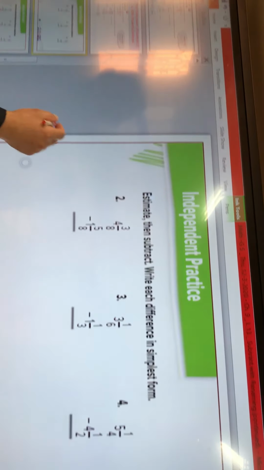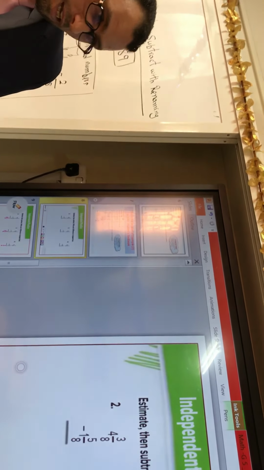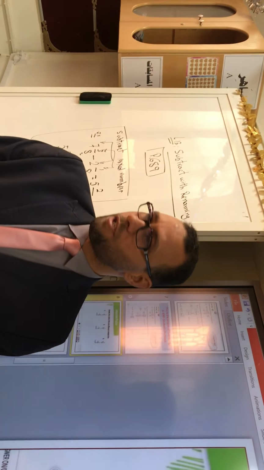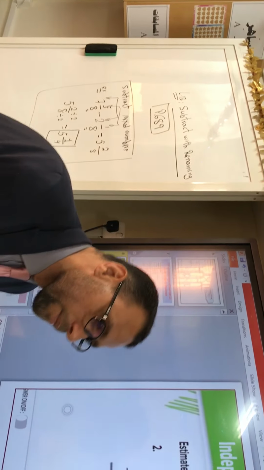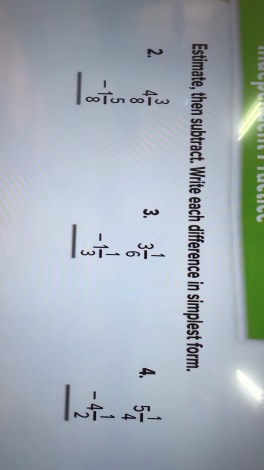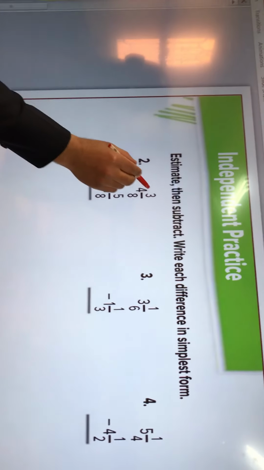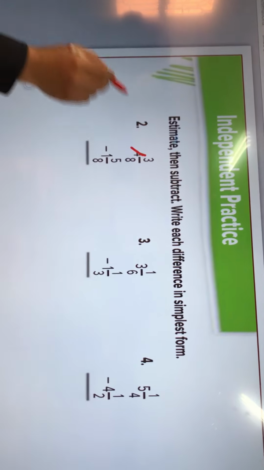4 minus 1 is 3. What about 3 minus 5 in the fractions? Can we subtract it? Yes or no? We cannot. What's the solution for this situation? Abdullah, what's the solution for this? Yes, we borrow 1. We borrow 1 from what? From the whole. Now I have to borrow 1 from the whole. 4 becomes what?